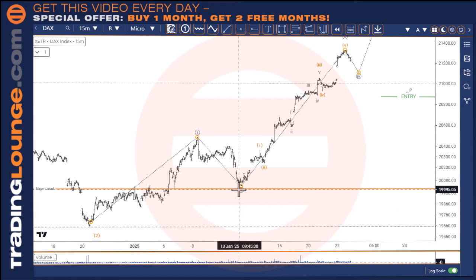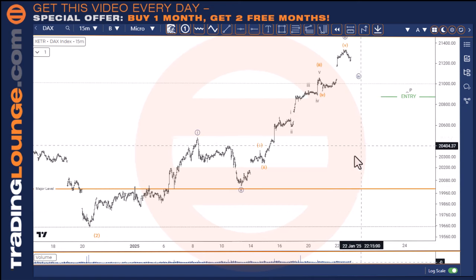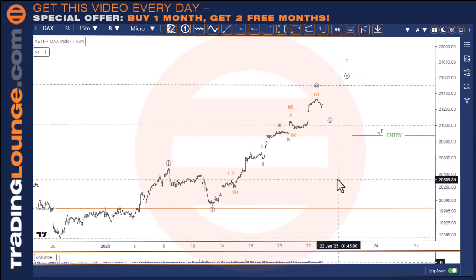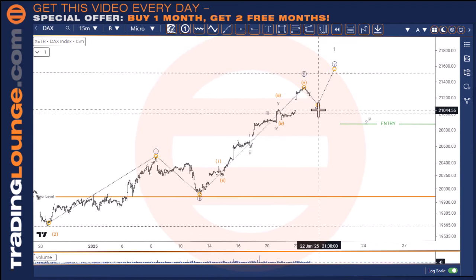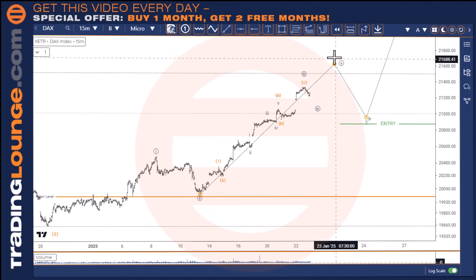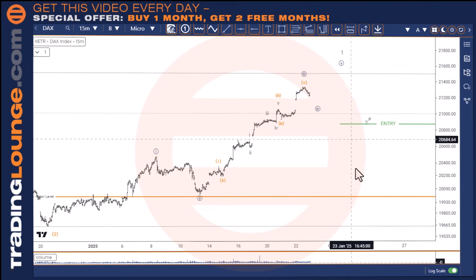So as I mentioned, I've got this as 1 and 2 here, and we're looking for 3, 4, 5 up here. I could extend this one up a little bit further, but I'm just going to have this as 4 and 5 here. So this is even shorter still than the other markets.